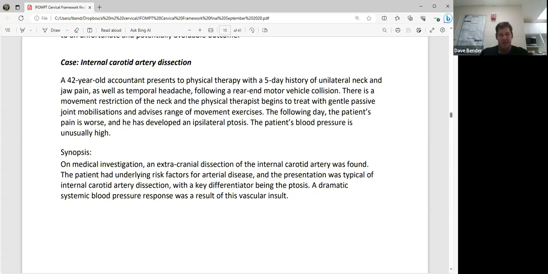This one is probably somebody that a lot of us see. You're going to see this person with this headache. The jaw pain's a little unique. You'll also see jaw pain, but I would flag that a little bit and try to get a little closer with that one. And temporal headache. You have a rear end motor collision, so we have a logical mechanism of injury.